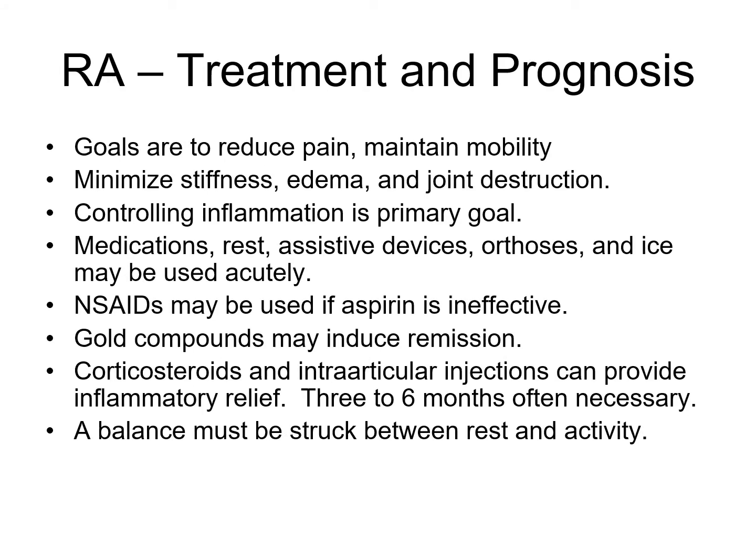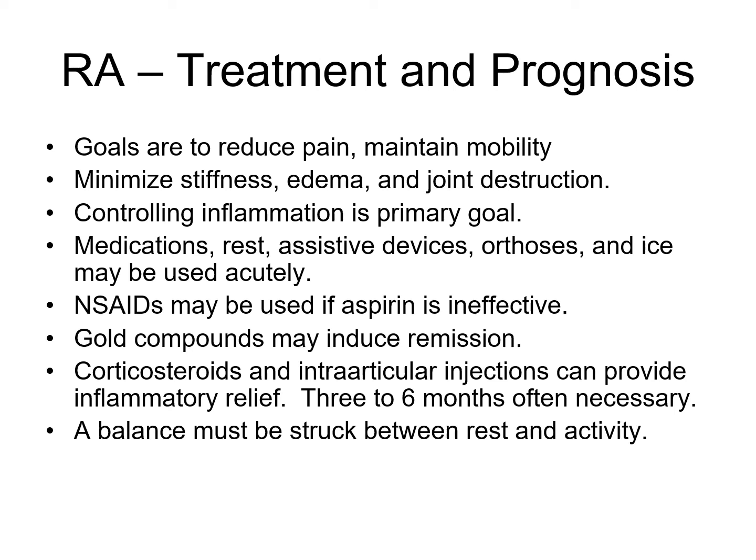The goals from a physical therapy standpoint are to reduce pain and maintain mobility. We can't reverse this process, but we can help maintain that person's mobility through appropriate exercise and modalities to reduce pain. We may attempt to improve and minimize the person's stiffness and reduce the edema and effusion of the joints and joint destruction, and controlling inflammation is a primary goal. So doing circumferential measurements pre and post will help determine whether our intervention may actually produce more inflammation.